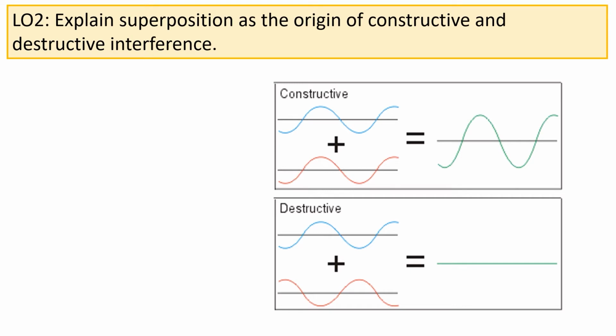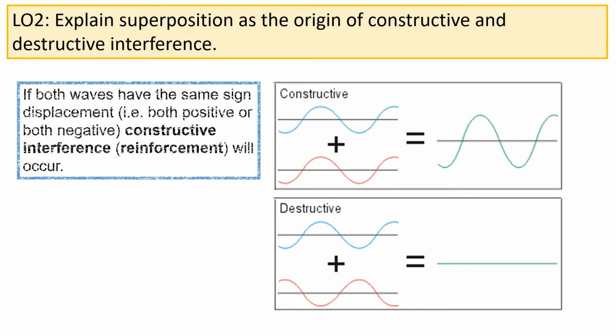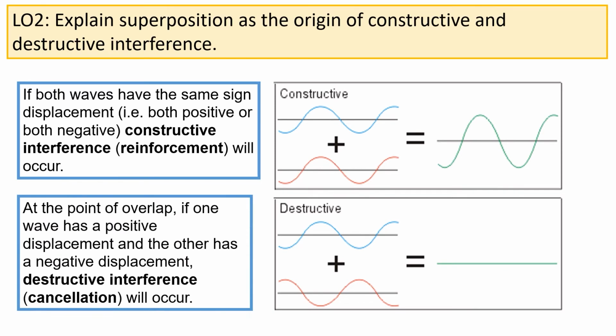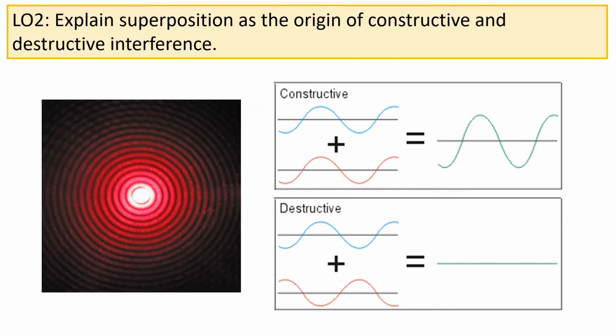If the two waves have displacement in the same direction, we say that we get constructive interference, where the new resulting wave will reinforce. However, if the two overlapping waves have different displacements, that is, one of them might be positive, the other one might be negative, we'll get destructive interference, or cancellation of the two waves.